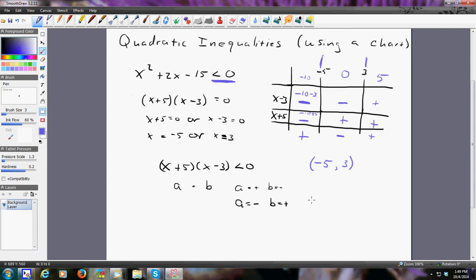So it's going to be open brackets. Not open brackets. It's going to be open parentheses. If you want to show this, you can.